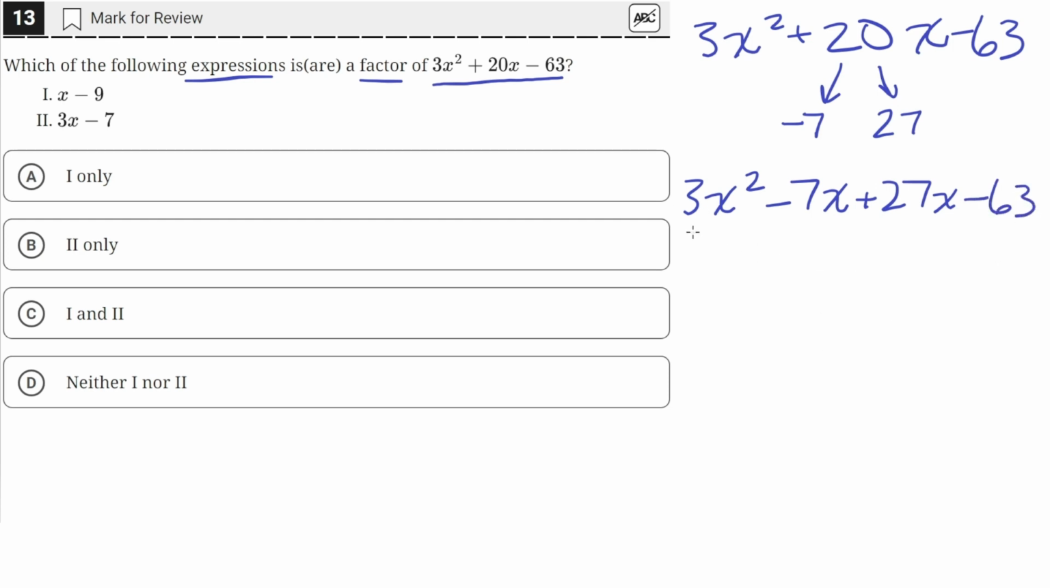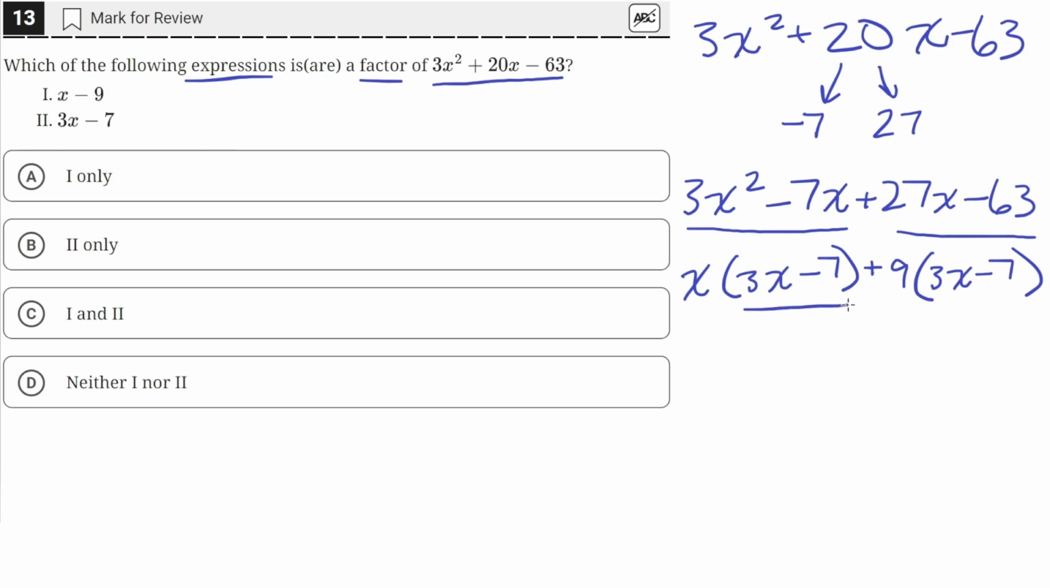Then we can just factor out some terms. So from these first two terms, we can factor out an x. So we'll be left with 3x minus 7. So we just factored out an x from both of these terms. And then from these two terms, we can factor out a 9. So when we factor out a 9, we're left with 3x minus 7.